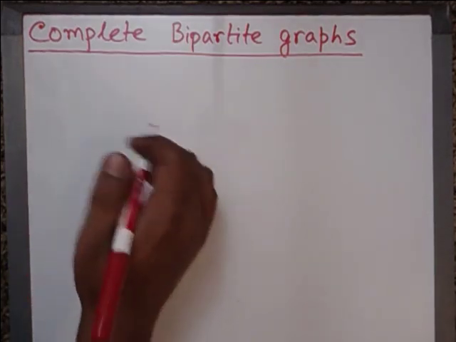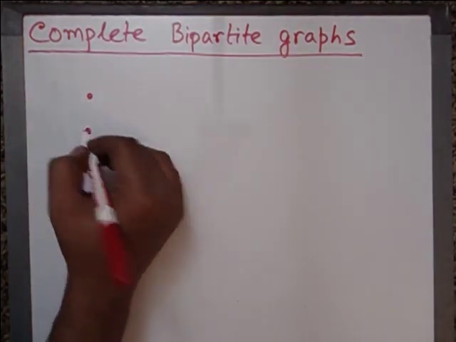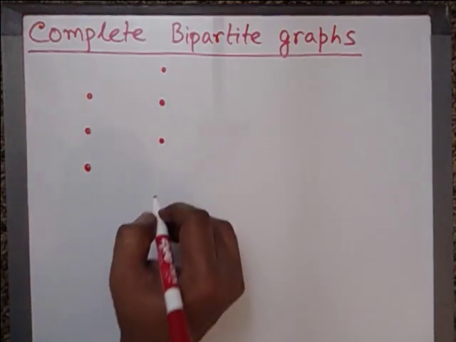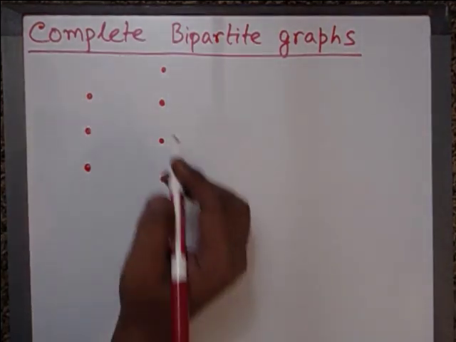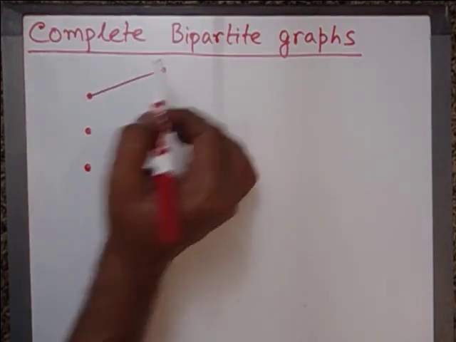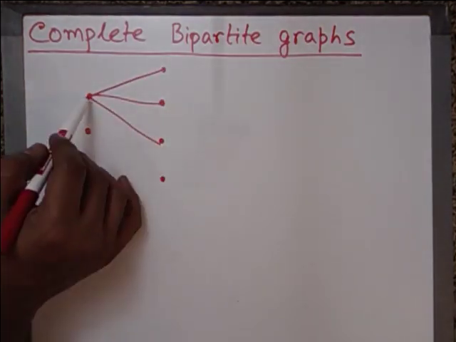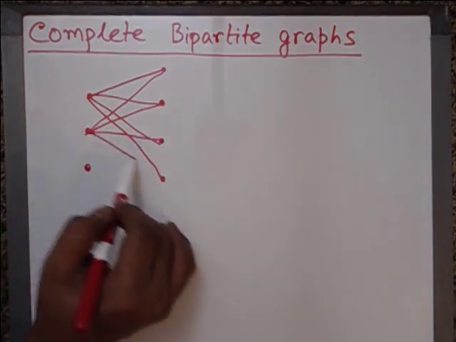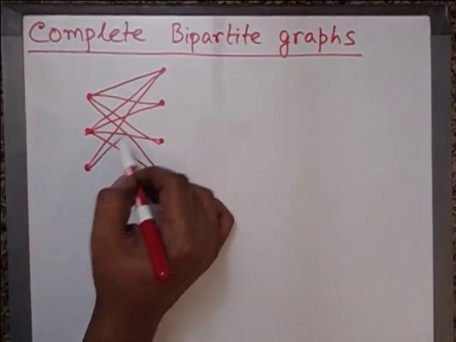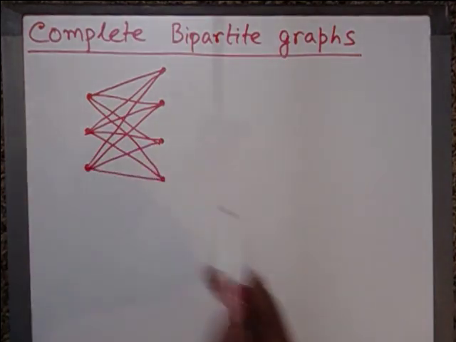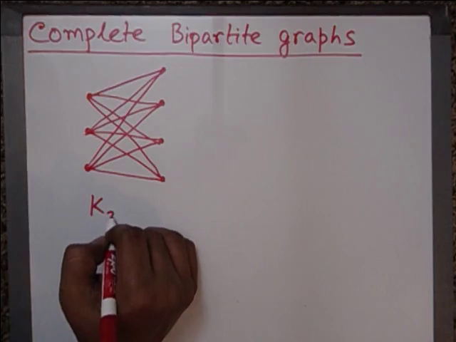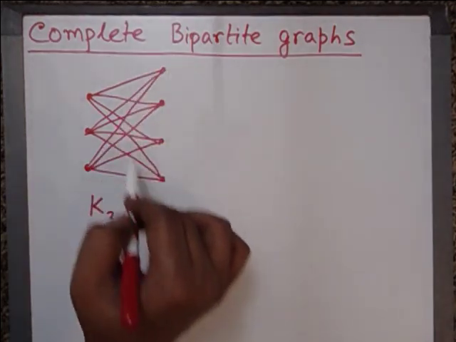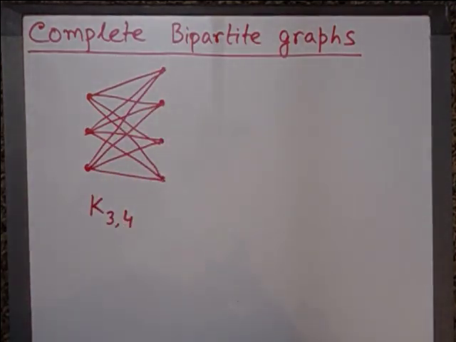Let's try to draw K3, 4. So previously we did a bipartite graph with 3 vertices on one side, 4 vertices on other. This time we are going to do a complete bipartite graph. So this vertex is adjacent to all 4 of these. This is also adjacent to all 4 of these. This is adjacent to all 4 of these. So this is K3, 4. So V1, the left side, has 3 vertices, V2, the right side, has 4 vertices, 3, 4.